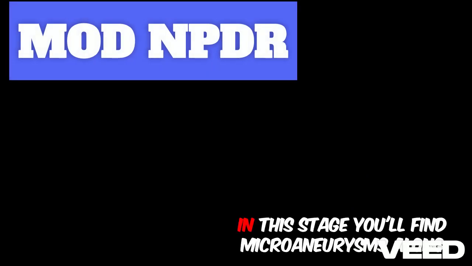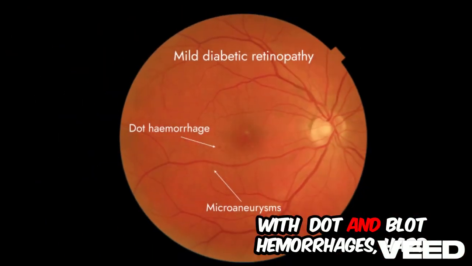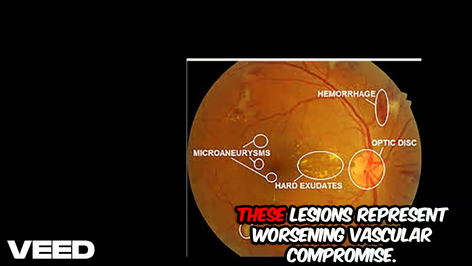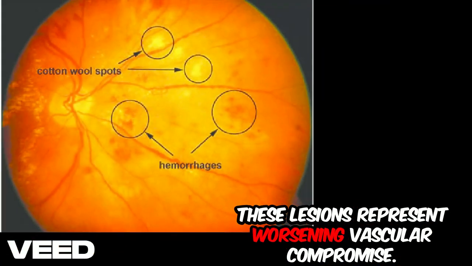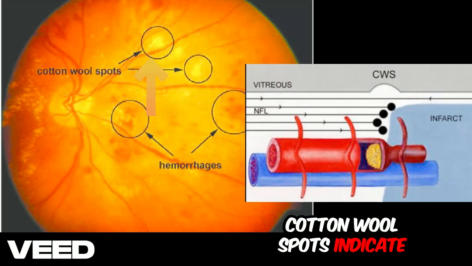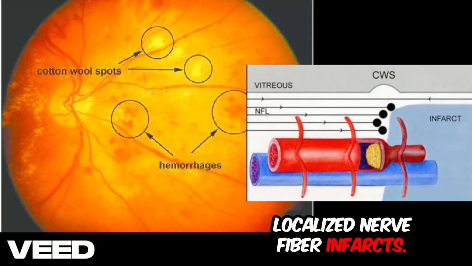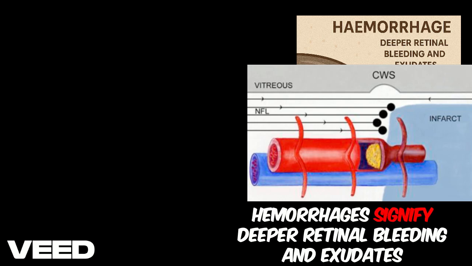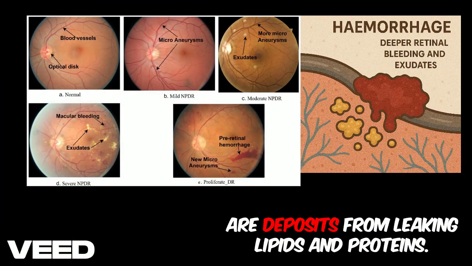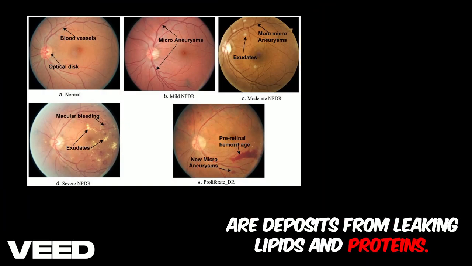Next is moderate NPDR. In this stage, you'll find microaneurysms along with dot and blot hemorrhages, hard exudates, and sometimes cotton wool spots. These lesions represent worsening vascular compromise. Cotton wool spots indicate localized nerve fiber infarcts. Hemorrhages signify deeper retinal bleeding, and exudates are deposits from leaking lipids and proteins.